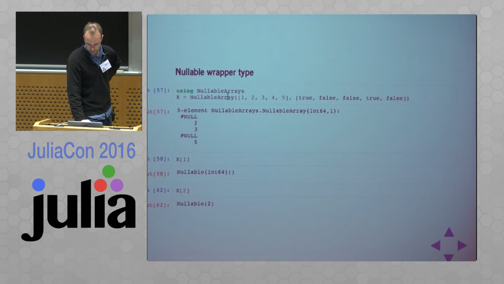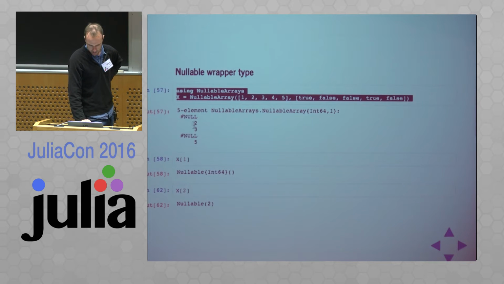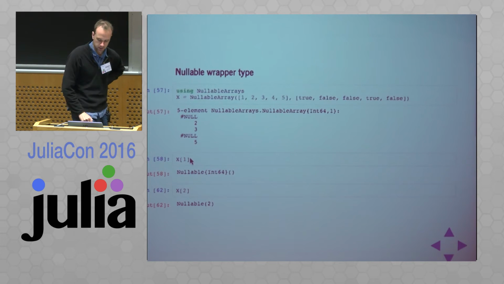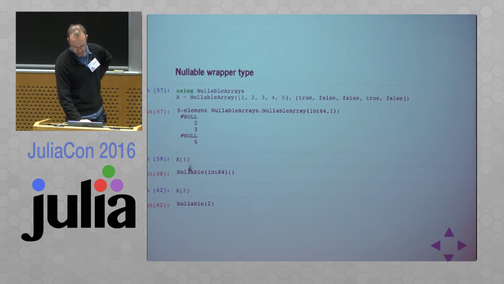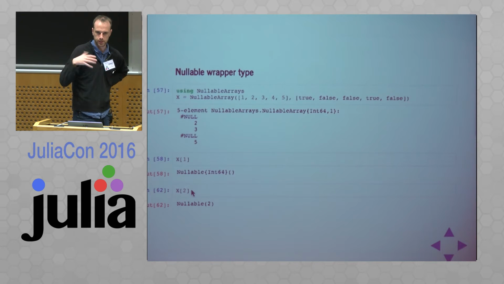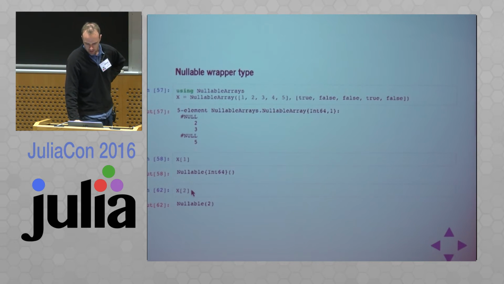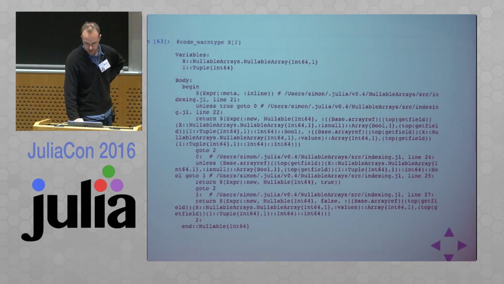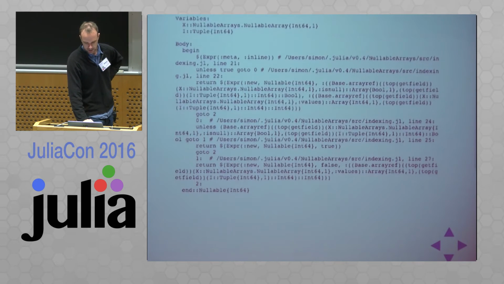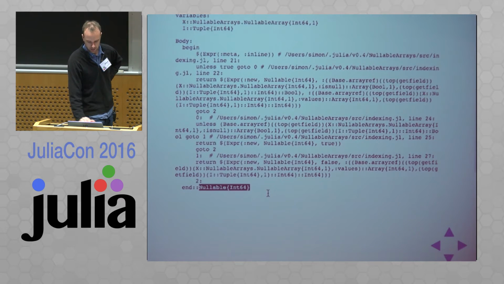To give you an example, we create this using the nullable arrays package. So if we index into the first element, you get a null. If you index into the second element, you get a 2 wrapped in a nullable object. And the nice thing about this is that it's completely type stable, giving you a concrete return type.